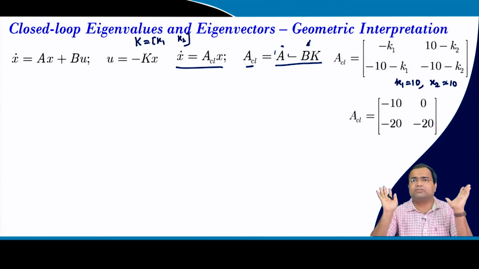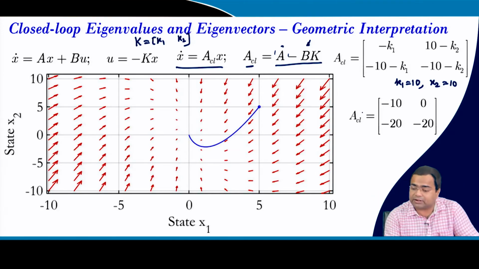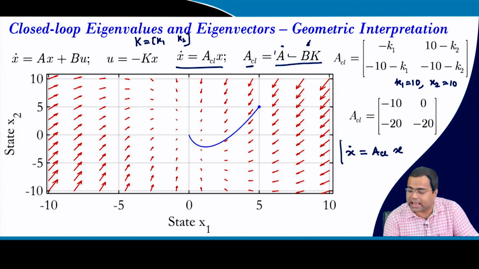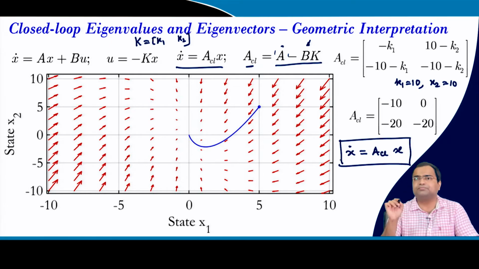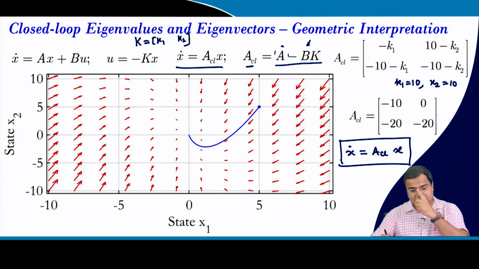So, you will get a different closed loop matrix, and for each closed loop matrix we can always draw the vector field, because when you write the closed loop matrix, it becomes x dot equal to A closed loop times x. So, it looks like another autonomous system in which the control input is a function of state. The whole thing is combined, now it becomes a closed loop system, as if there is no external input.